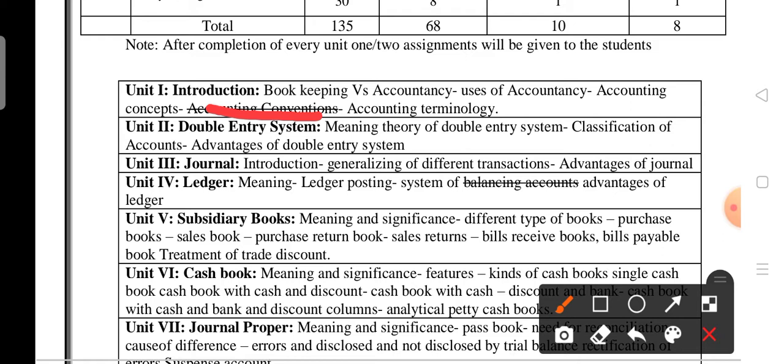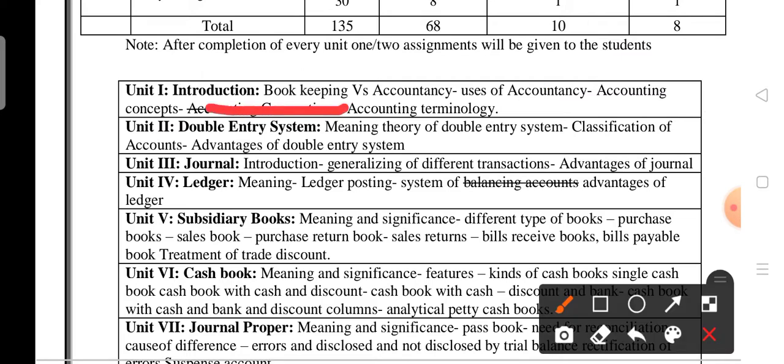First, bookkeeping versus accountancy. You have to know the accountancy definition. Use of accountancy is important. Okay, accounting concepts. You have to know the definition of accountancy, its uses, and the concepts of accountancy; they are very important. Sometimes they ask terminology, which is nothing but studying the terms. You have to know all the terms, like in computers we have different terms, such as what is the purpose of the mouse. But this time they are not giving that one. So here there is no need to read this part of accountancy.